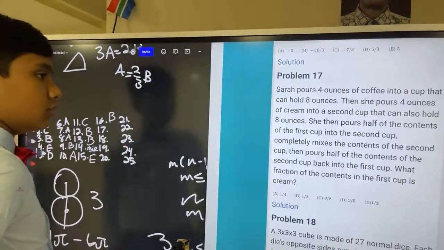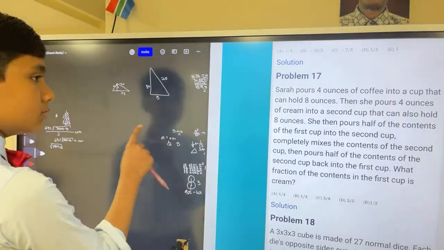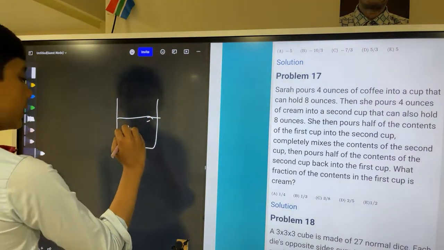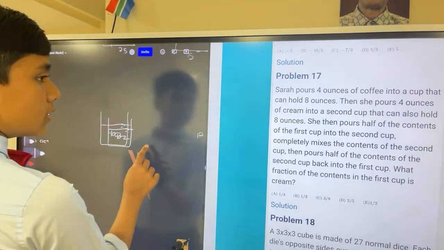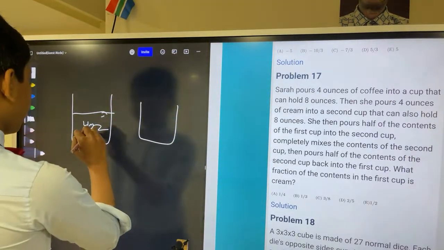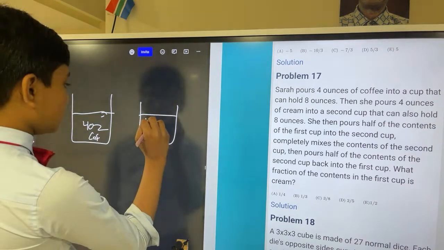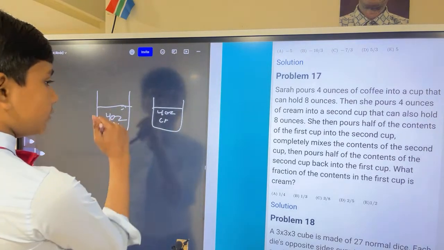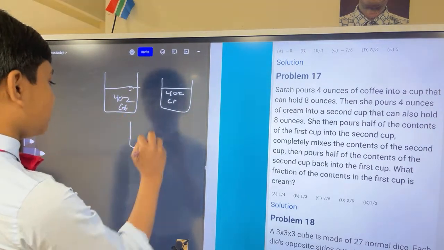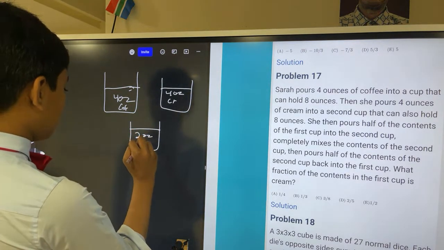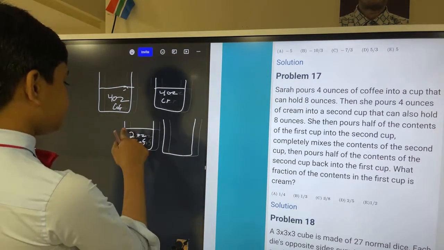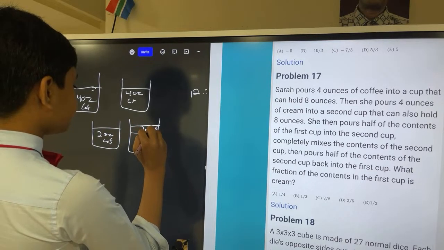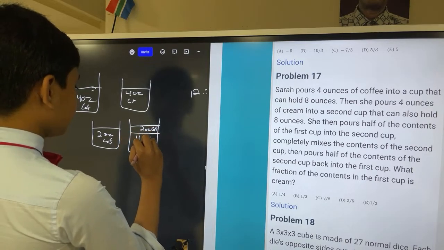Alright, so 4 ounces of coffee. I don't think the holding 8 ounces is relevant. Then she pours 4 ounces of cream. Okay, so she pours half of the contents of the first cup into the second cup. So now this is 2 ounces coffee. And this is 2 ounces coffee, 4 ounces cream.